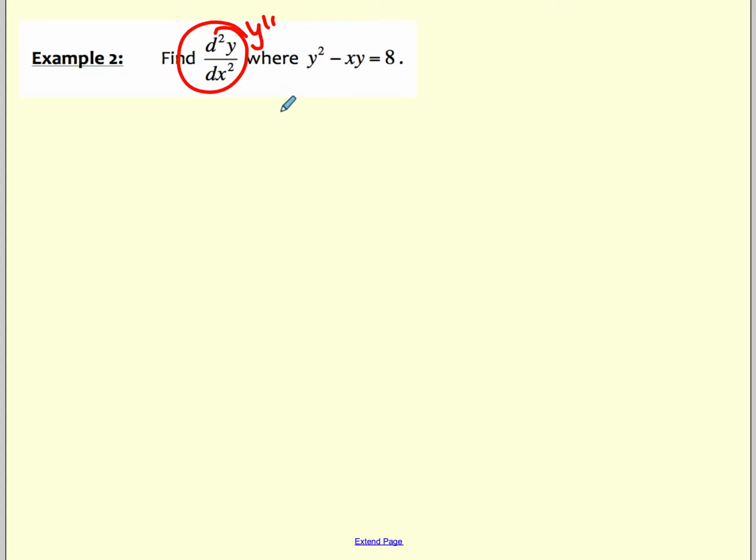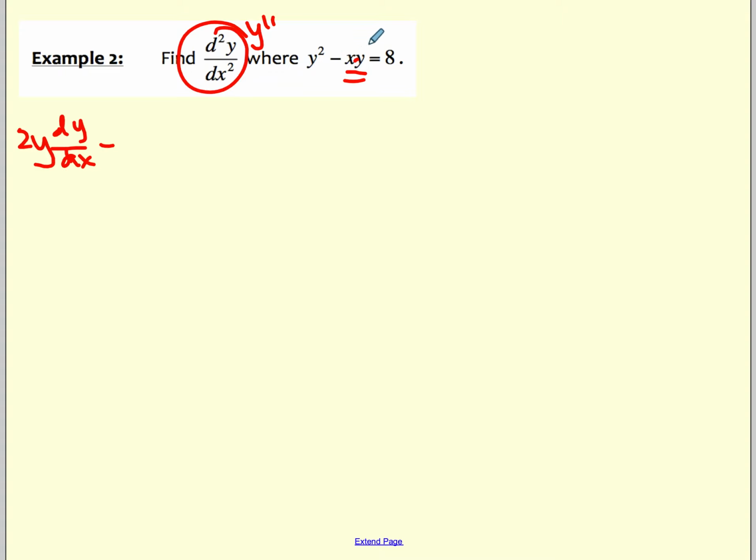So in order to find our second derivative, we've got to find our first derivative first. I would be cautious because I have x's and y's mixed here, you guys. So this is really a product rule because it's x times y. So let's go ahead and take the derivative of this to find the first derivative, then we'll find our second derivative. So I'm taking the derivative of y squared, so I would have 2y. I took the derivative of a y, so I must write dy/dx.